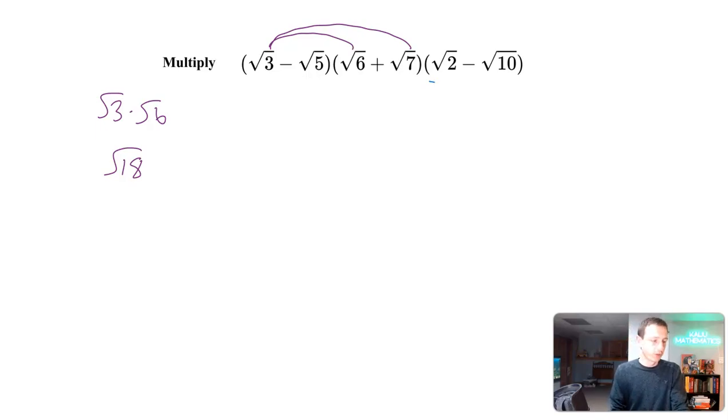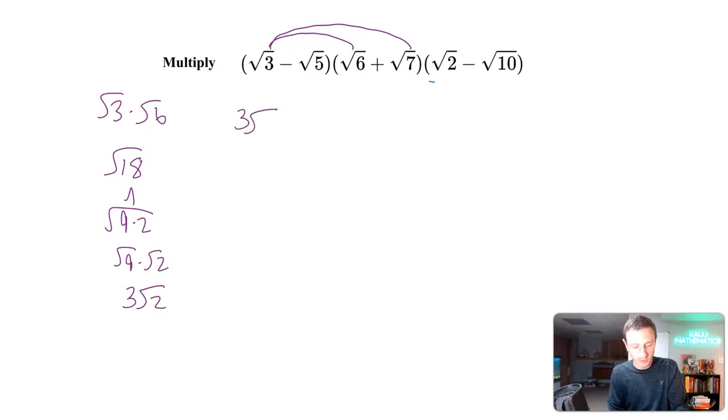Right here, square root of 18, this is 9 times 2. The reason I'm not using 6 times 3 is because 9 is a perfect square, meaning when it's underneath the square root, the square root of 9 times the square root of 2, square root of 9 is 3. So we get 3 root 2 there. So square root of 3 times square root of 6 is 3 square root 2.